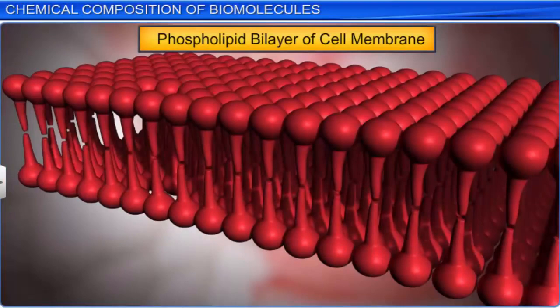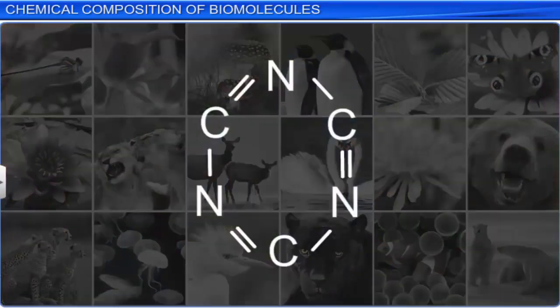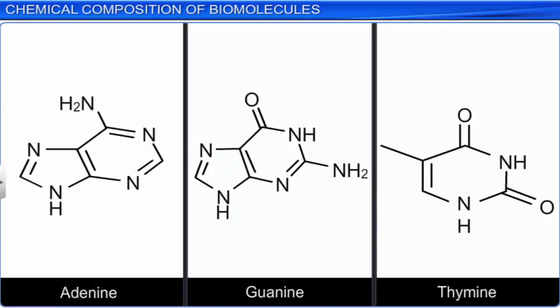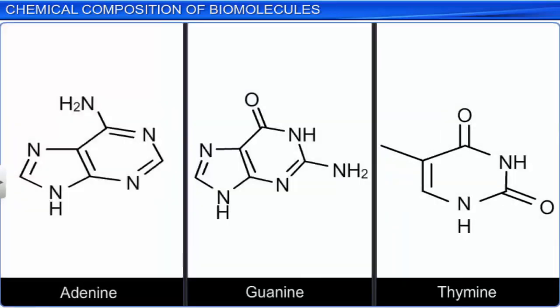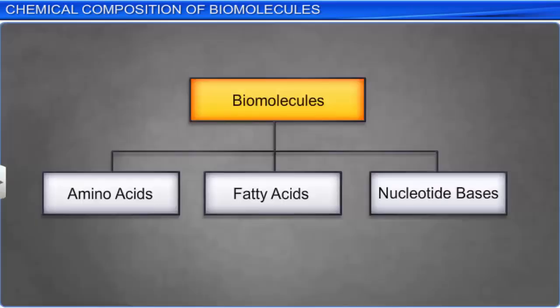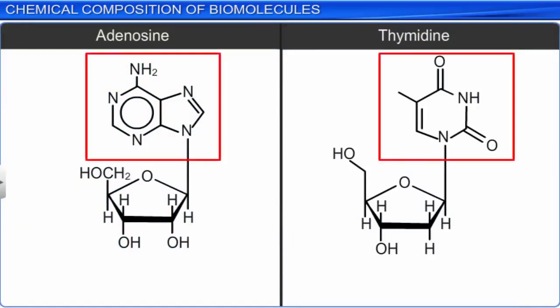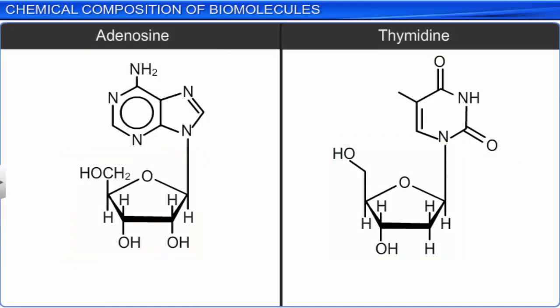Living organisms also have many carbon compounds with heterocyclic rings, such as adenine, guanine, and thymine. These compounds are called nucleotide bases, and they are important biomolecules. When carbon compounds with heterocyclic rings are attached to a sugar, they are called nucleosides. For example, adenosine and thymidine.